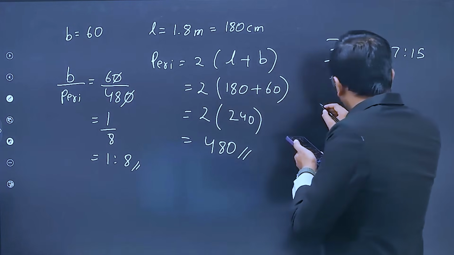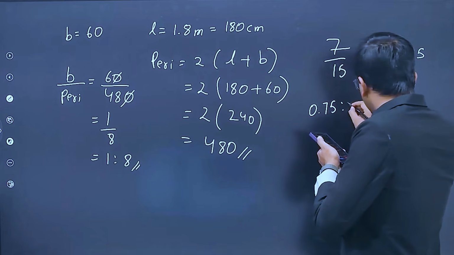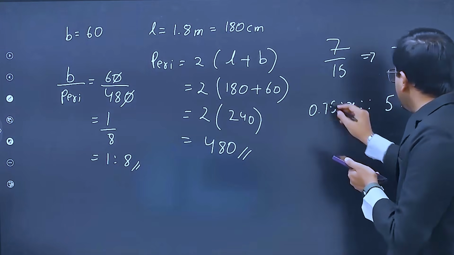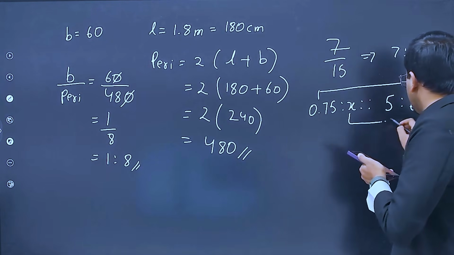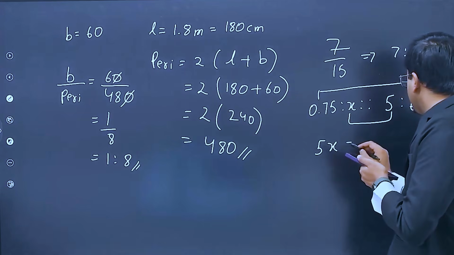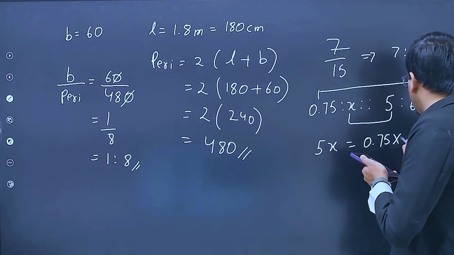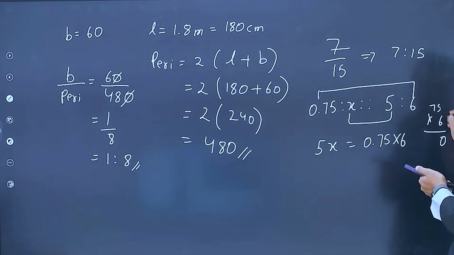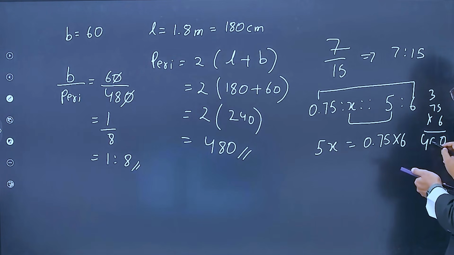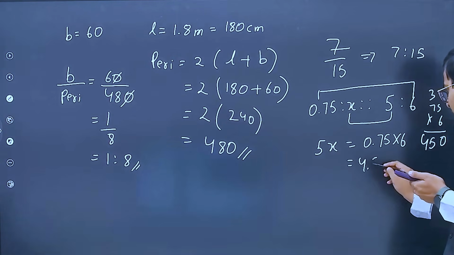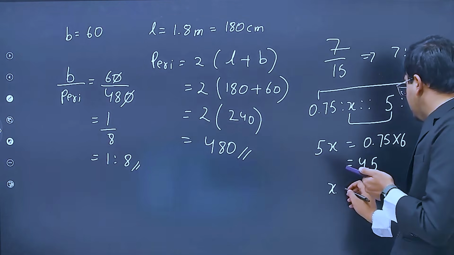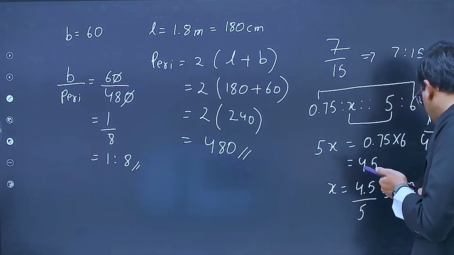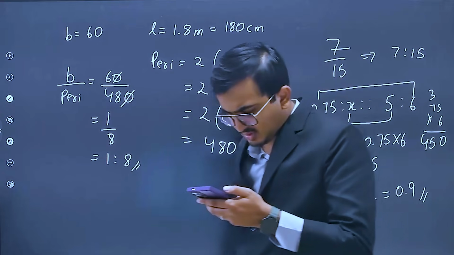If 0.75 is to x is proportionate with 5 is to 6, this is fine. You can multiply these two. Product of extremes is product of means. So 5x is equal to 0.75 into 6. You can check how much is 75 into 6. You are getting 4.5. So x is 4.5 by 5, that would be 0.9. Hope it is clear, Pradeep.